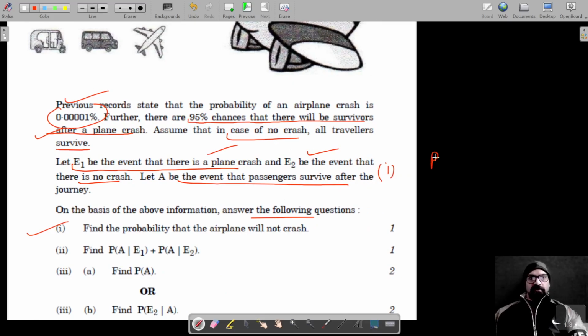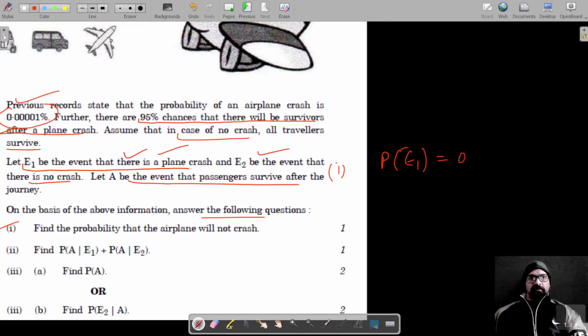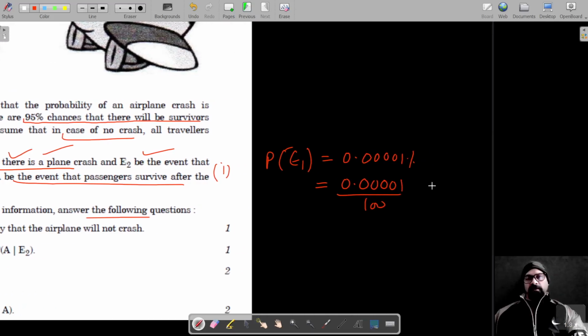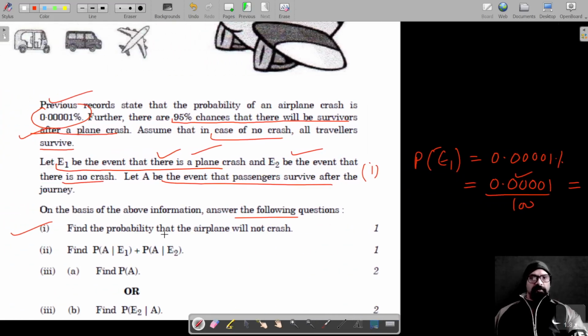So for the first one, let E1 be the event that the plane crashes. Now the probability of the plane crashing is given as 0.12345%. Dividing by 100 gives two more zeros, so it is a total of 6 zeros and then 1. So 0.00000001 is the probability that the plane will crash.